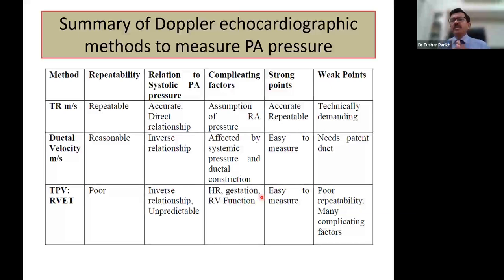So again, we have to be careful when measuring with the tricuspid regurgitation jet. One of the fallacies is that if the right ventricle is failing, you will get an erroneously low TR jet. Also, if the right atrial pressures are high, the gradient may come out less. So again, what I want to tell here is that none of these methods is foolproof. You have to rely on more than one parameter.